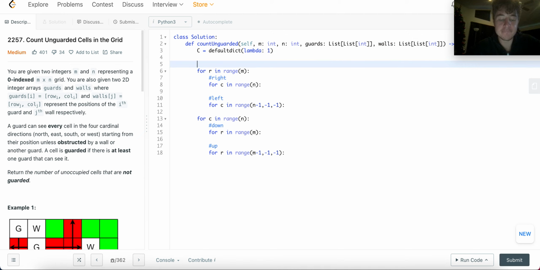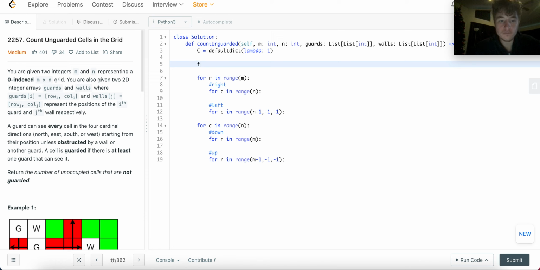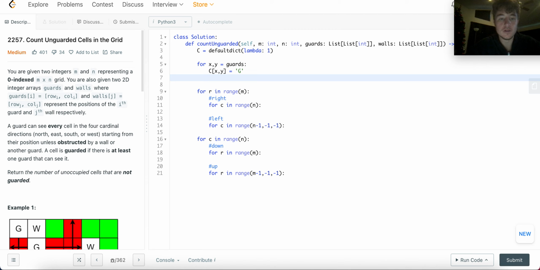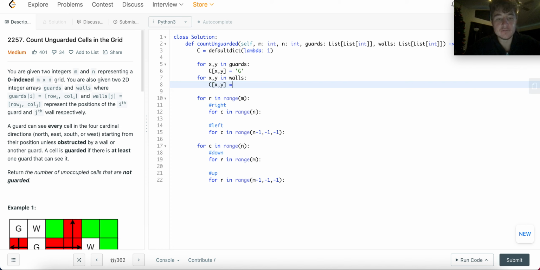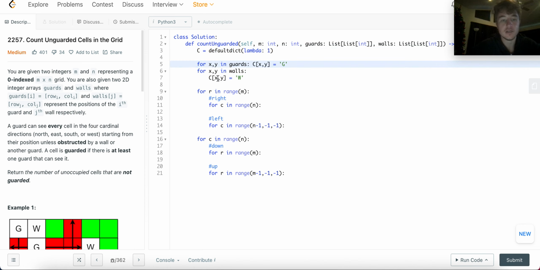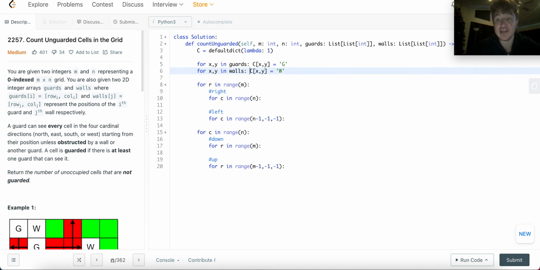So in here, I could just say, I could look at each guard's position and guards, and I could say, okay, C at this position equals a guard. And I could look at all XY positions of wall, and I could say C of XY equals a wall. All right. That's the beauty of using a default dict. So someone might scream at this and say, you're using different data types inside of your default dict, but guess what? That's Python, baby. I can do whatever I want.